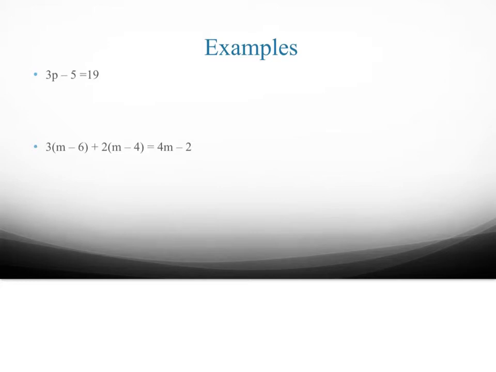Let's do one more like the ones that we've done, and then we'll do some that have some more parentheses in them. So you can see here we would still just add 5 to both sides. 3p is equal to 24, and then you would have to divide both sides by 3, and you would end up with p is equal to 8. Now the example below is a little bit more complicated, mainly because of the parentheses, but we also have a variable on both sides. So let's go ahead and write that on a fresh page.